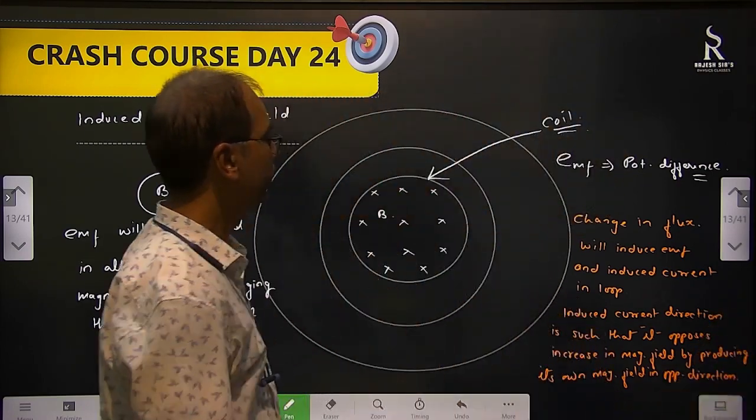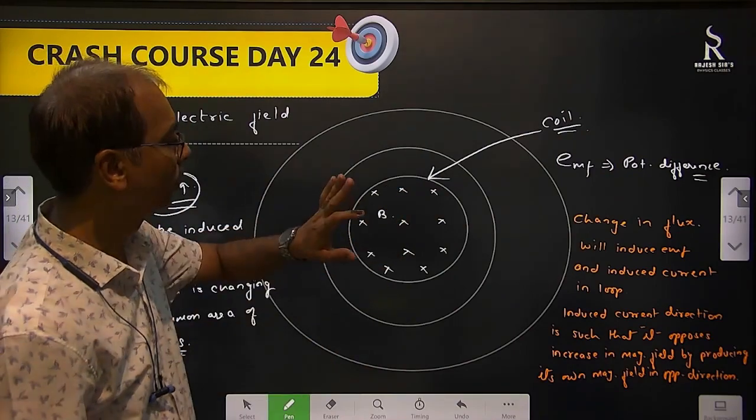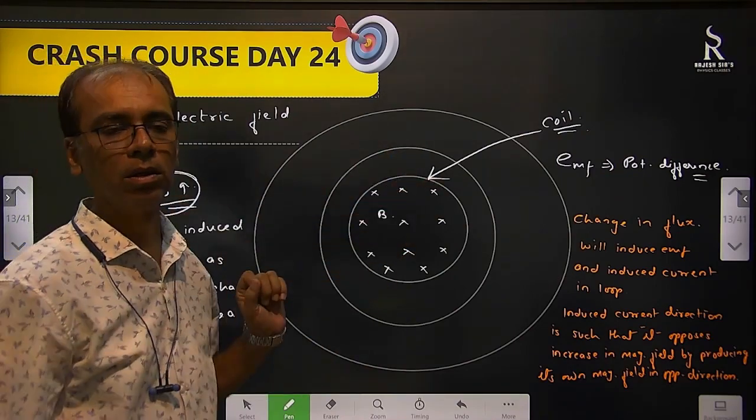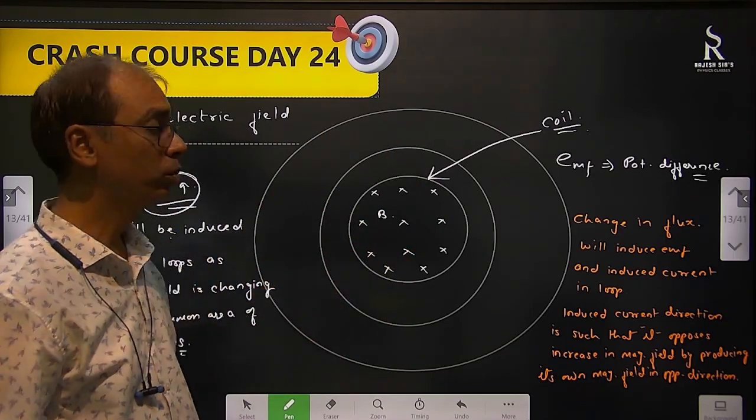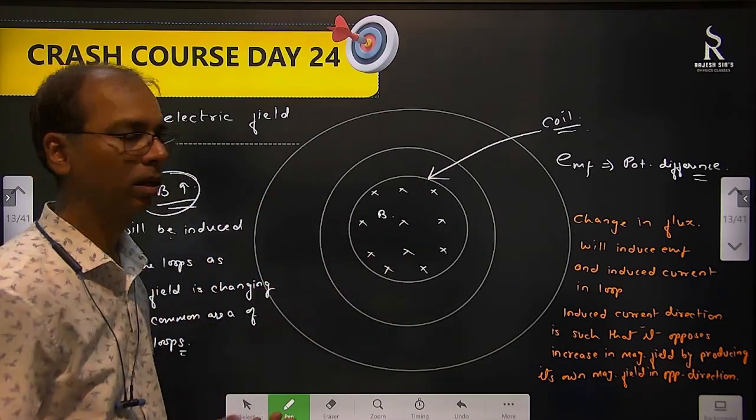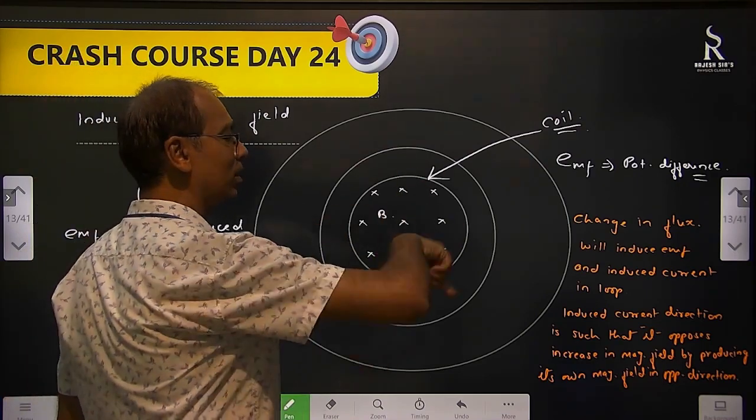Okay, now we know that this magnetic field is increasing. Where is this directed? Inside. So the induced current will produce the magnetic field outside. So how should the induced current be? Now, the induced current can be clockwise or anti-clockwise.